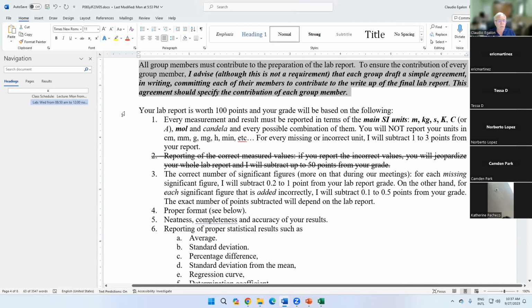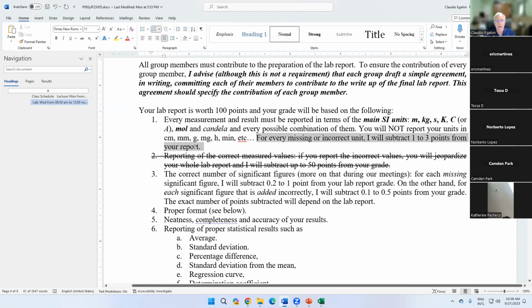Your lab report is worth 100 points, and your grade will be based on the following. Every measurement and result must be reported in the main SI units and every possible combination of them. You will not report the units in centimeters, millimeters, gram, milligram, and so on.